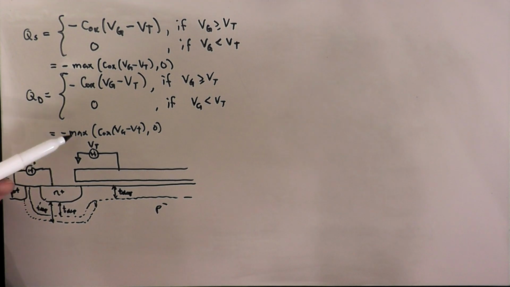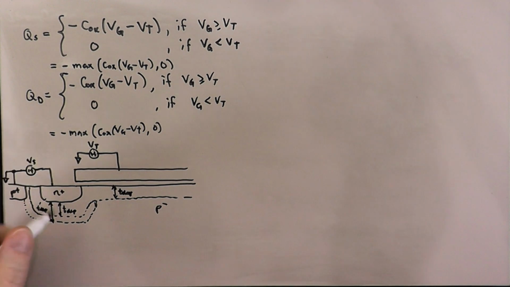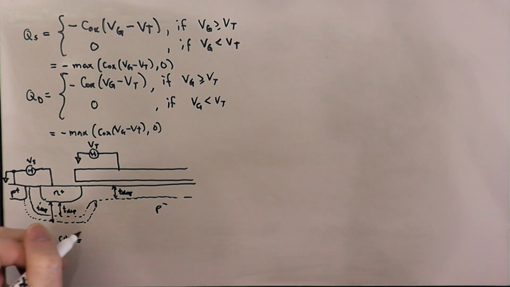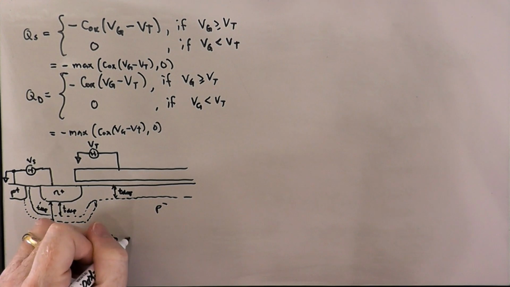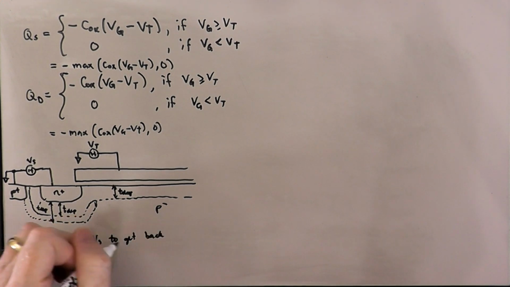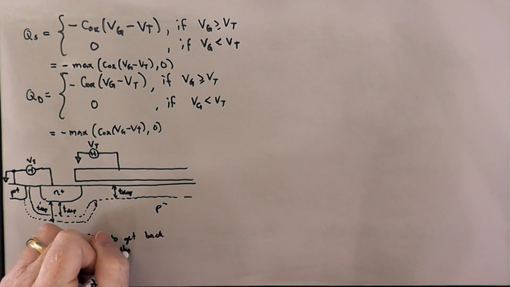And so in order to get back to the same position, which was just at threshold, we're going to need to increase the gate voltage. And we ideally need to increase the gate voltage by an amount that moves the surface by the same amount as we move the source. So we need delta psi s to be equal to delta Vs to get back to threshold.